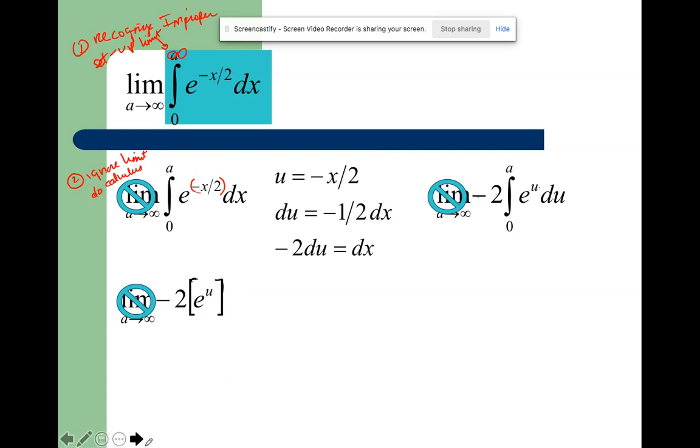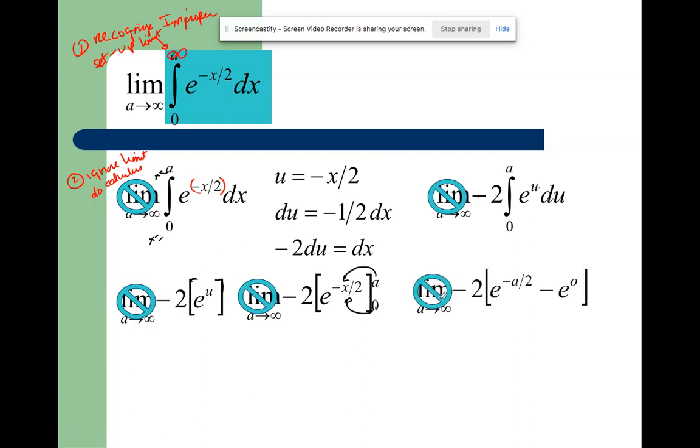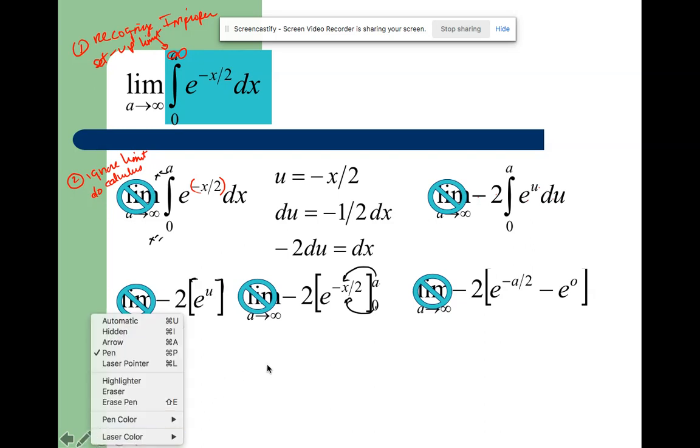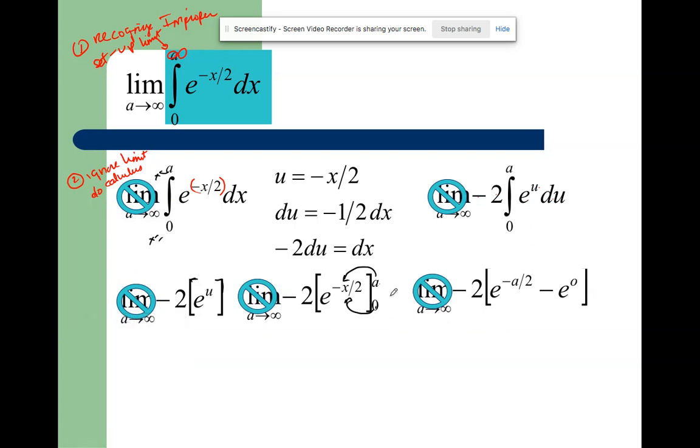What am I going to evaluate this at? I'm going to evaluate it at 0 and a. Plug an a in for x, plug a 0 in for x, subtract, and multiply by -2. You're almost ready for step 3. You have done the second part, the calculus, the integral evaluation theorem. e to the 0, you know what that is. There's my 1.